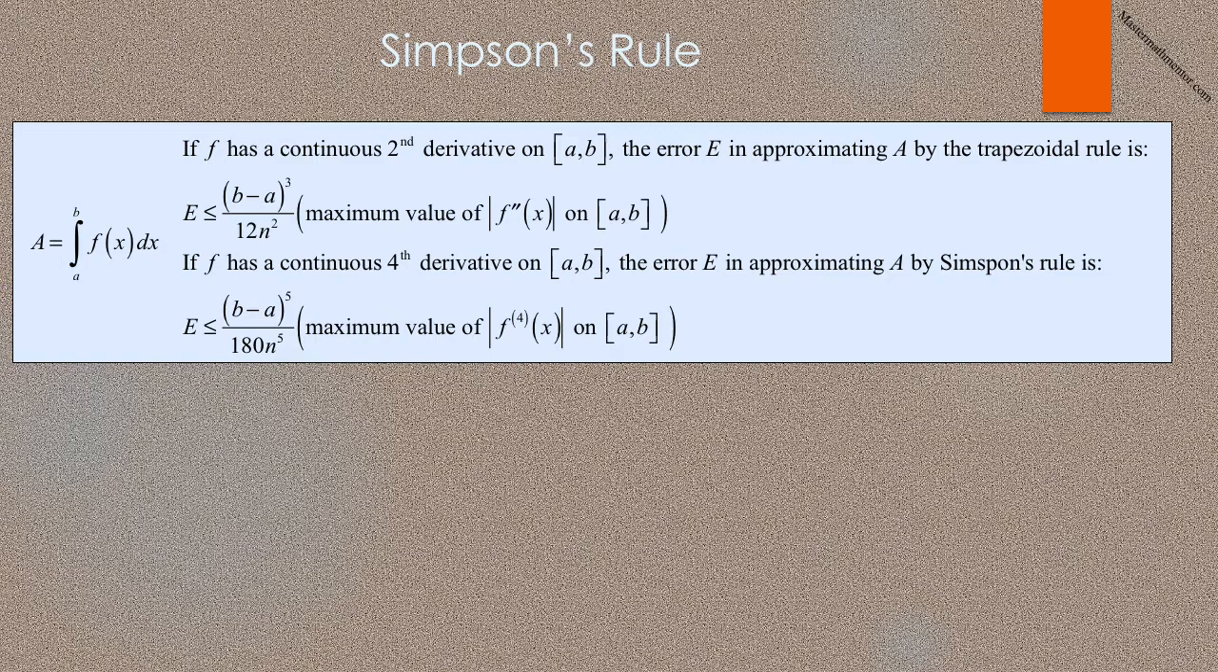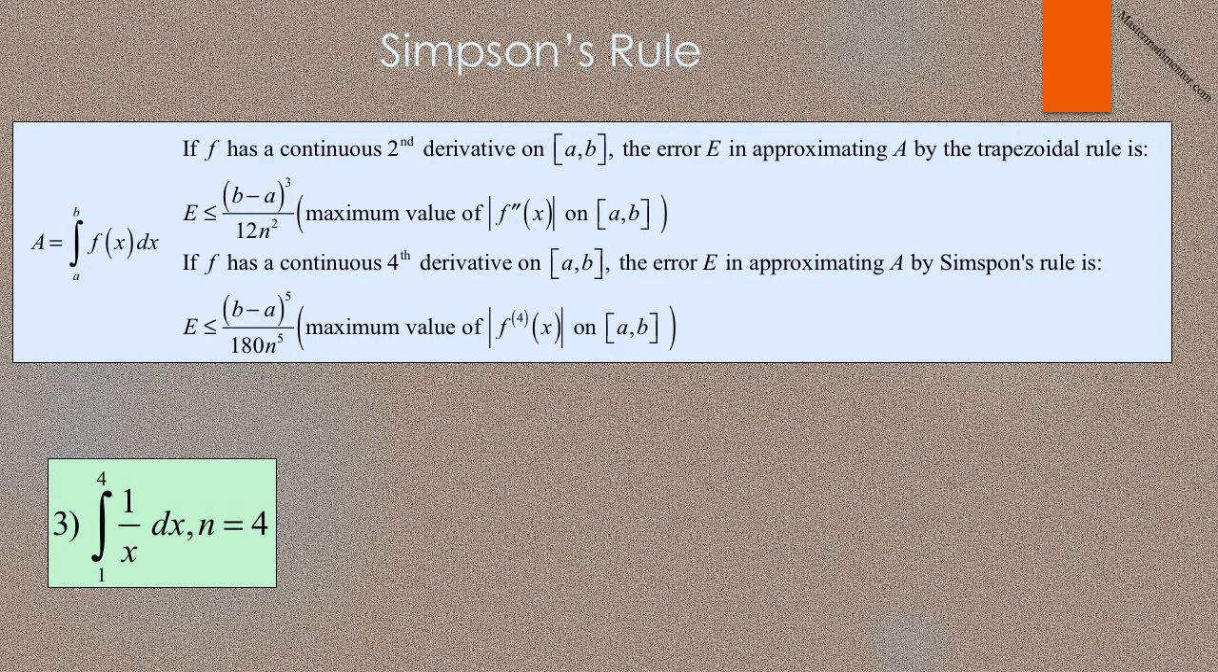If f has a continuous fourth derivative on a, b, then the error E in approximating A by Simpson's rule is E will be less than or equal to (b minus a) to the fifth power over 180 n to the fourth multiplied by the maximum value of the absolute value of the fourth derivative of x on the interval a to b.